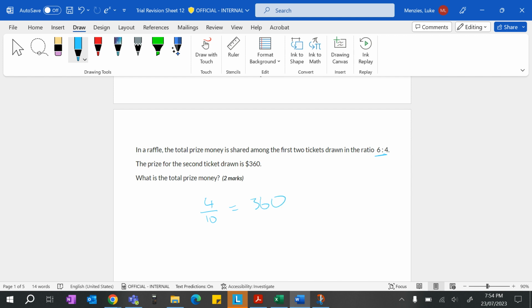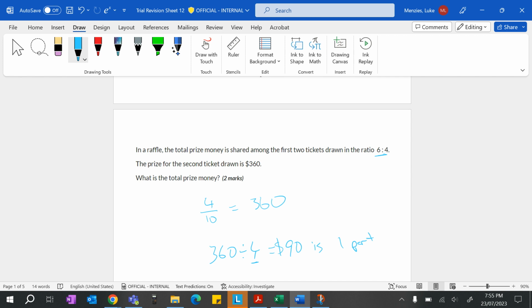Okay, so we want to know what the six tenths equals. So how do you do it? What I would do is say 360 divided by 4. Why? Because this gets me back to one part. That equals 90. Okay, so $90 is one part.